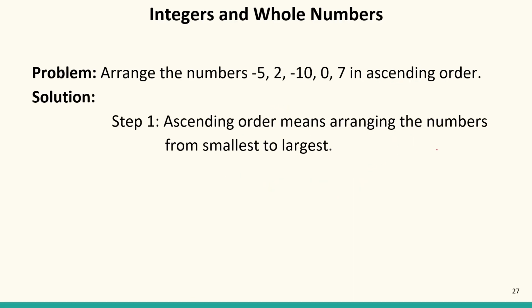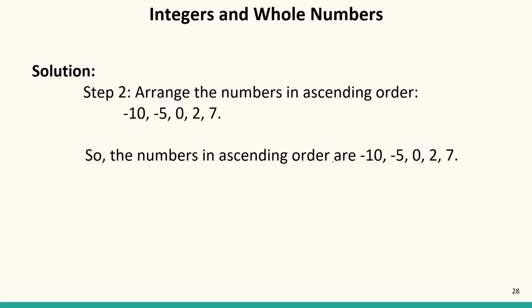Here you can see that step 1 says that ascending order means arranging the numbers from the smallest to the largest, that is, increasing value. Then we are arranging it as we have previously done.